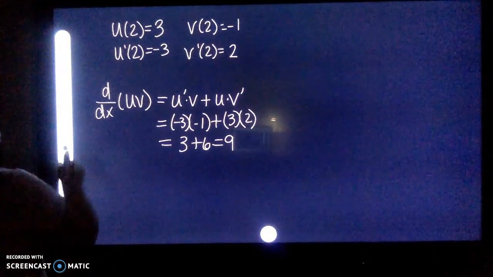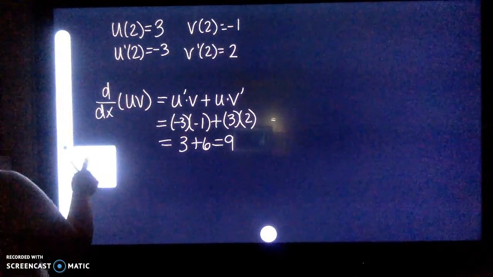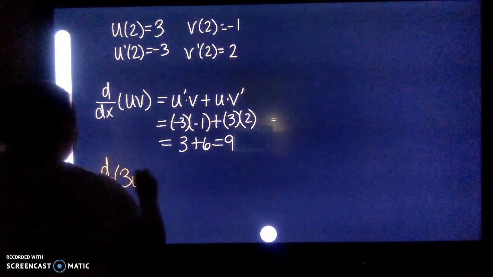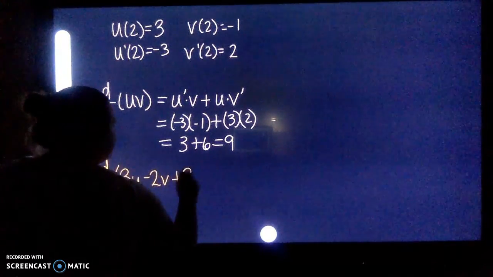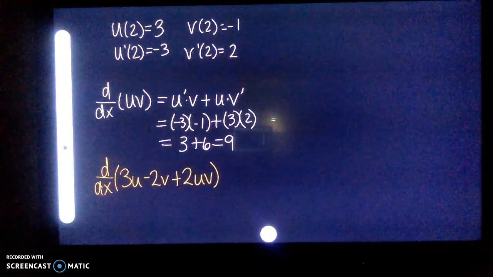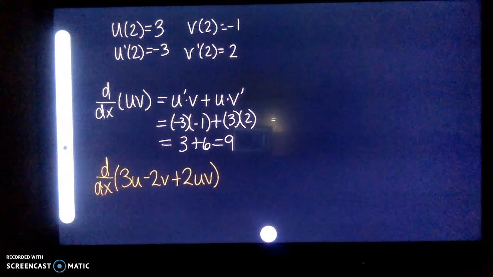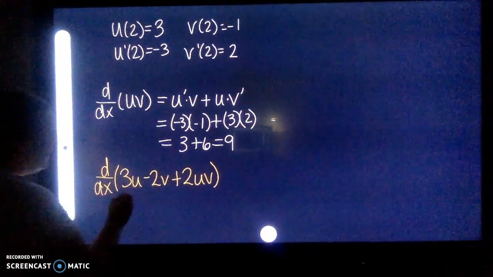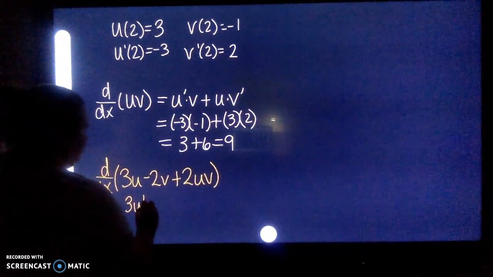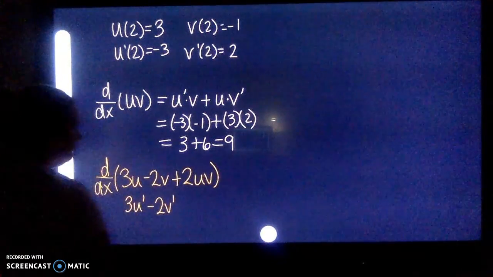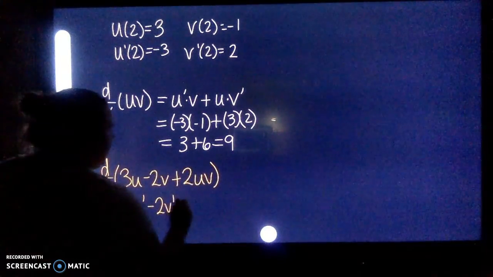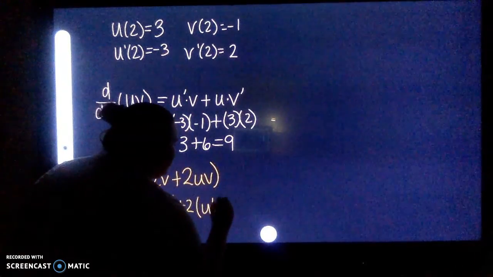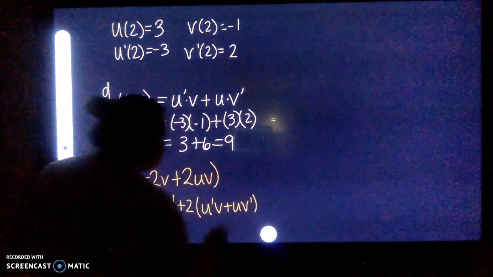Along with this one, I would also like to do the example d dx of 3u minus 2v plus 2uv. As I'm looking at this, I don't have to do product rule for everything. 3u is just a power rule problem. I just take the derivative of 3u, and that becomes 3u prime minus, well, 2v prime, because I just take the derivative of v, plus 2 times product rule on uv becomes u prime v plus u v prime.